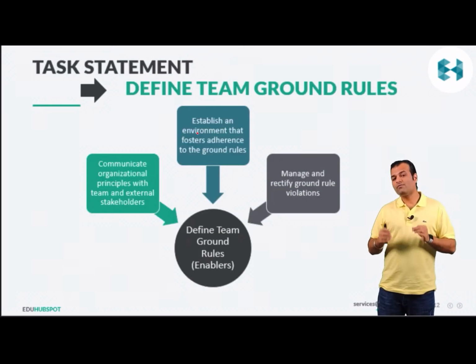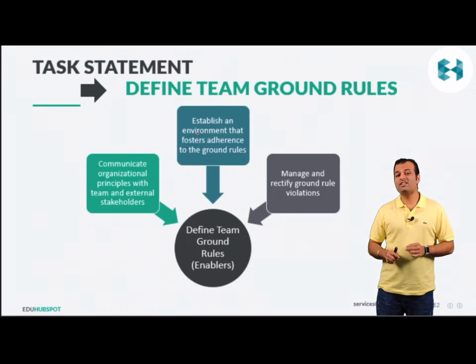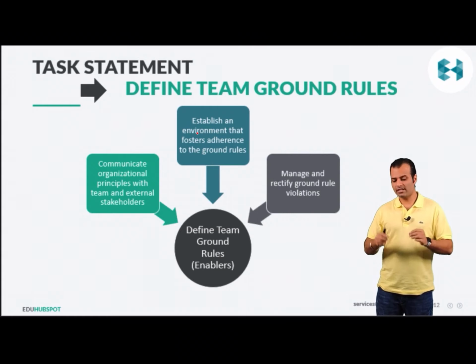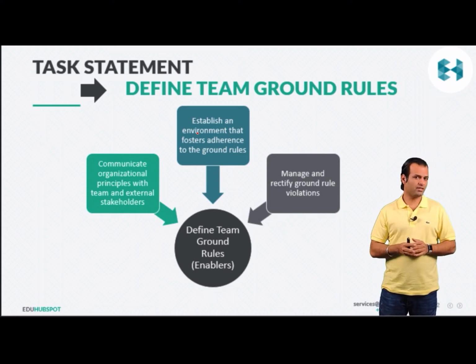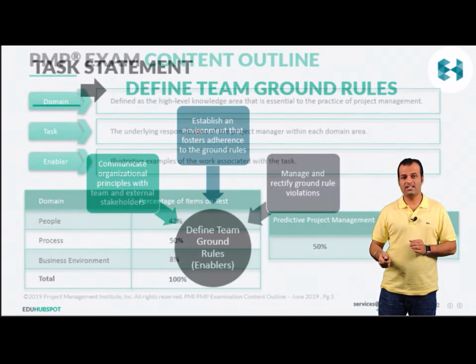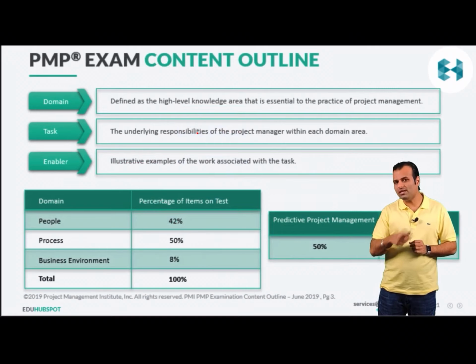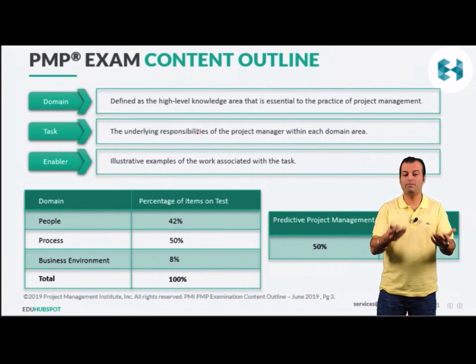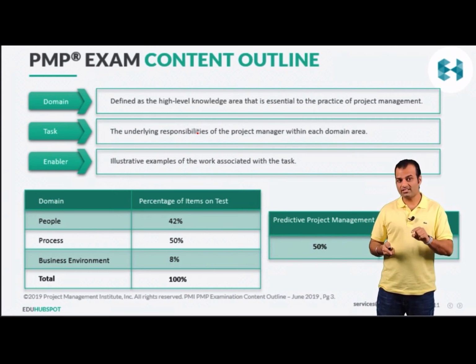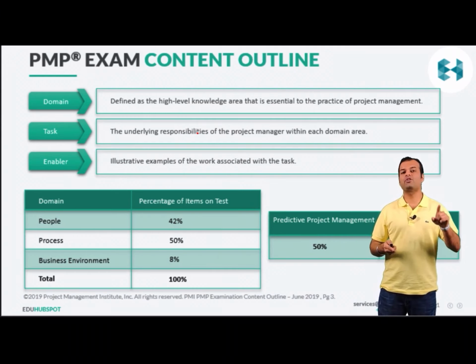So now we have a task statement which is define team ground rules. What was a task statement? It was the project manager's responsibility in each domain. As you see, it is define team ground rules, which means it is part of your people domain. Because it's team, right? Team means people like you and I. So this is a task which is part of people.